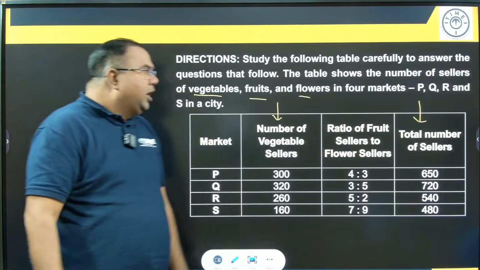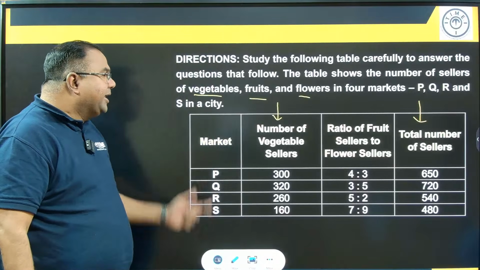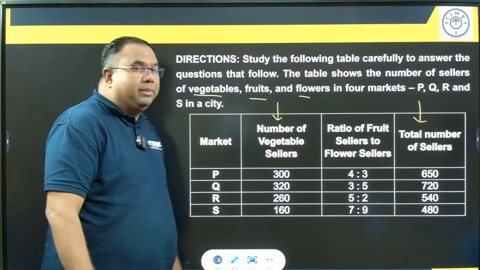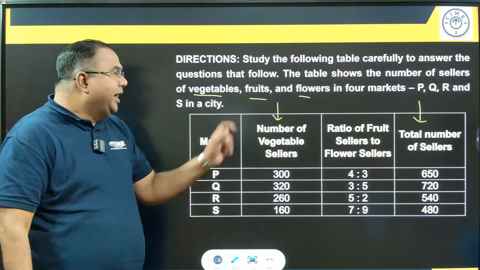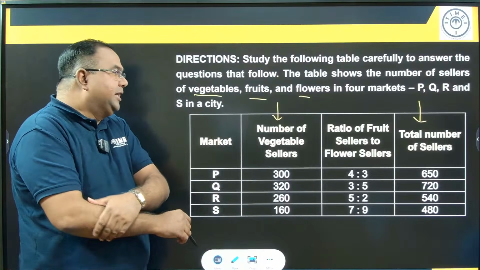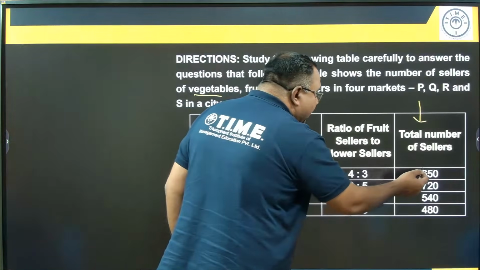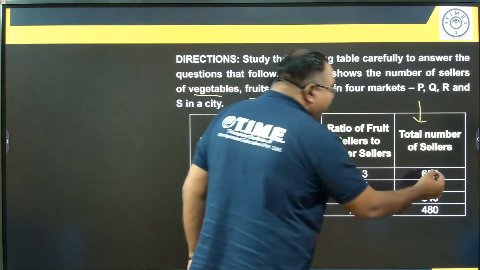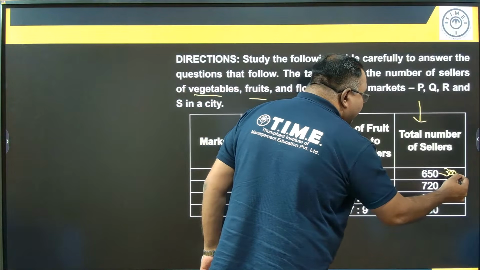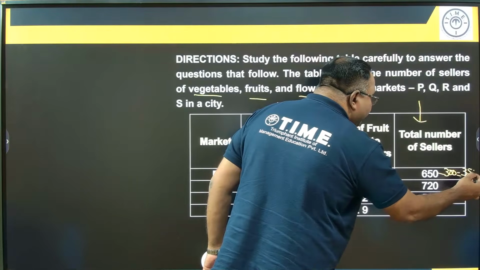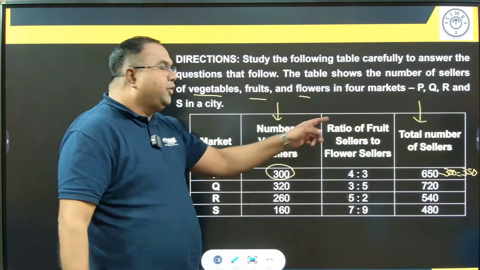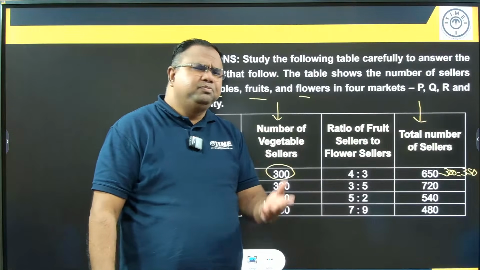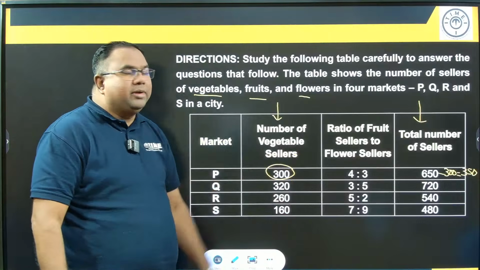No issues. Now you can see total number of sellers in a market, PQRS, is given in the last column. In the first column, we have information about number of vegetable sellers, and we have ratio of fruit sellers to flower sellers. Now, total sellers 650. Out of this 650, 300 are vegetable sellers. If I remove this 300, the remaining are 350. Who are these 350? Fruit sellers and flower sellers. So, how many are fruit sellers and how many are flower sellers? That is very easy. Ratio is given. From that ratio, you can find out.